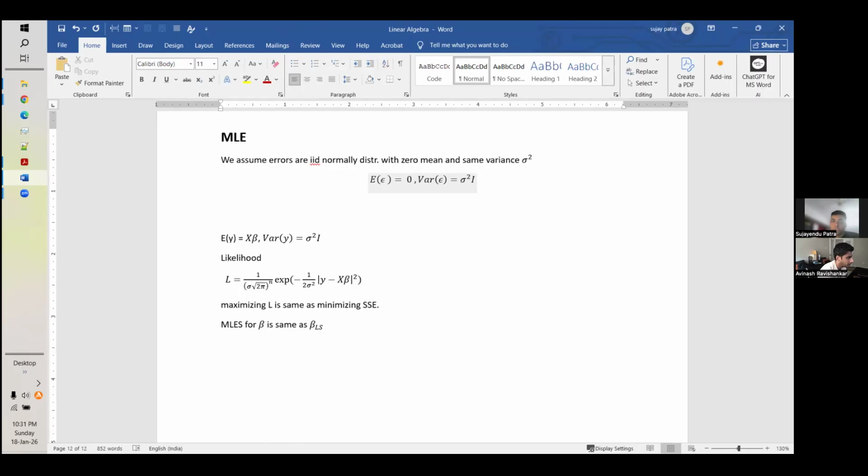There are two differences. One is that now we can talk about the beta hat as a random variable because we have probability now. We didn't have probability earlier. And the second thing is we can estimate sigma also.